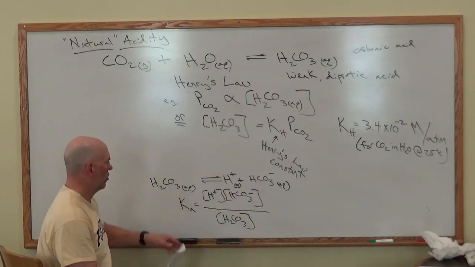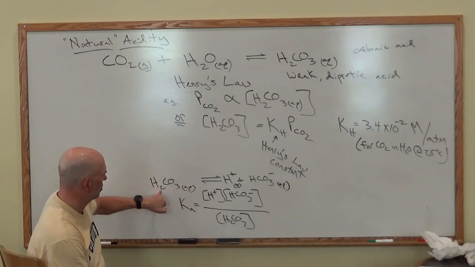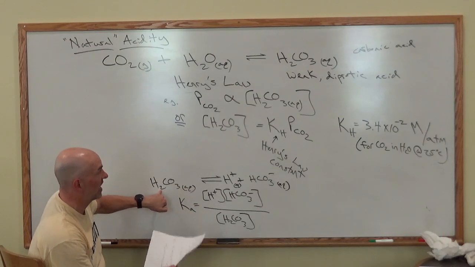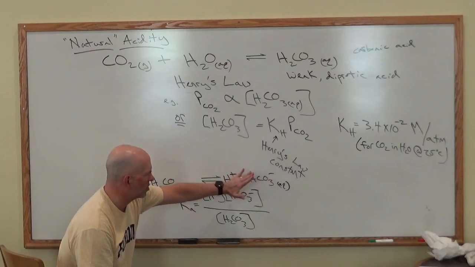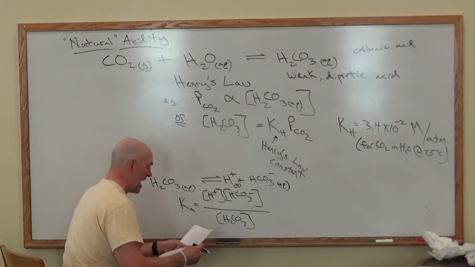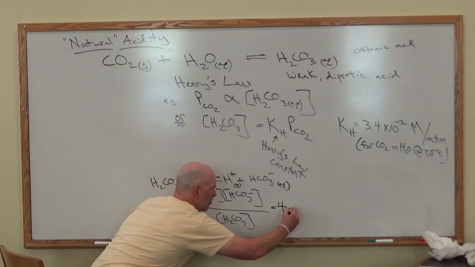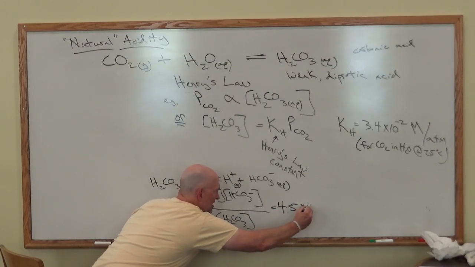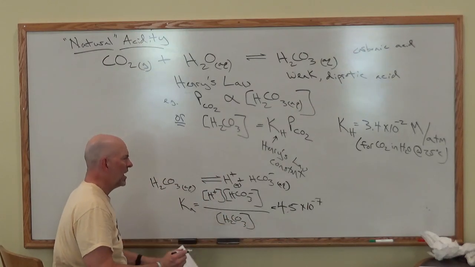And this ratio of the dissociated species to the neutral, original, in this case, weak diprotic acid, tells you how far it goes to the right, how much dissociates. And because it's a weak acid, in this case, I think this is the same one in your book, 4.5 times 10 to the minus 7th.